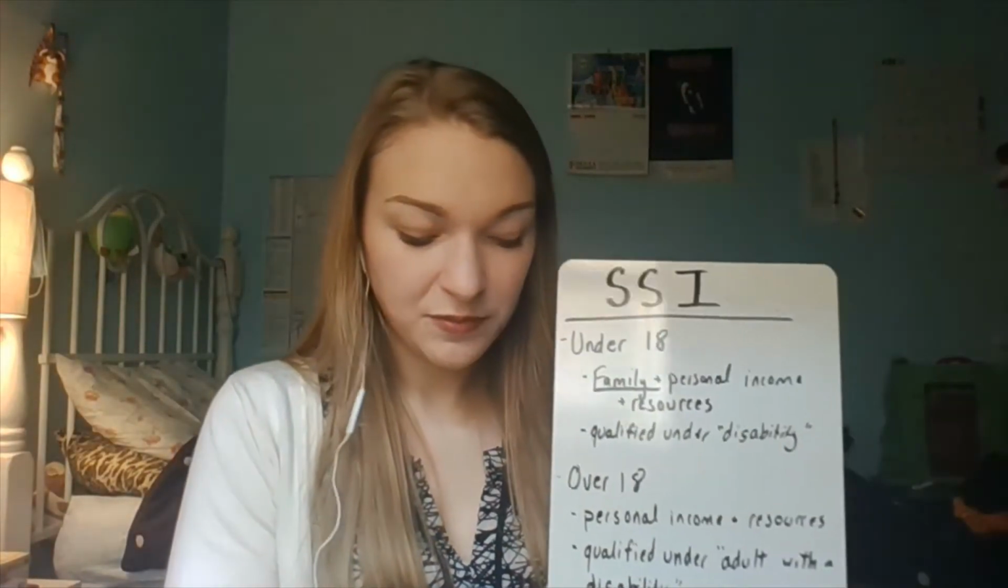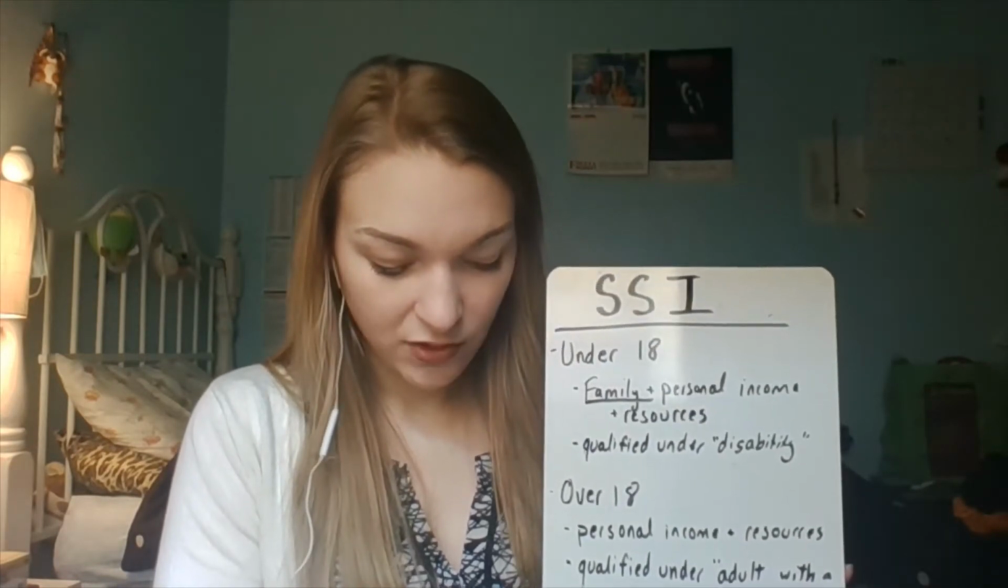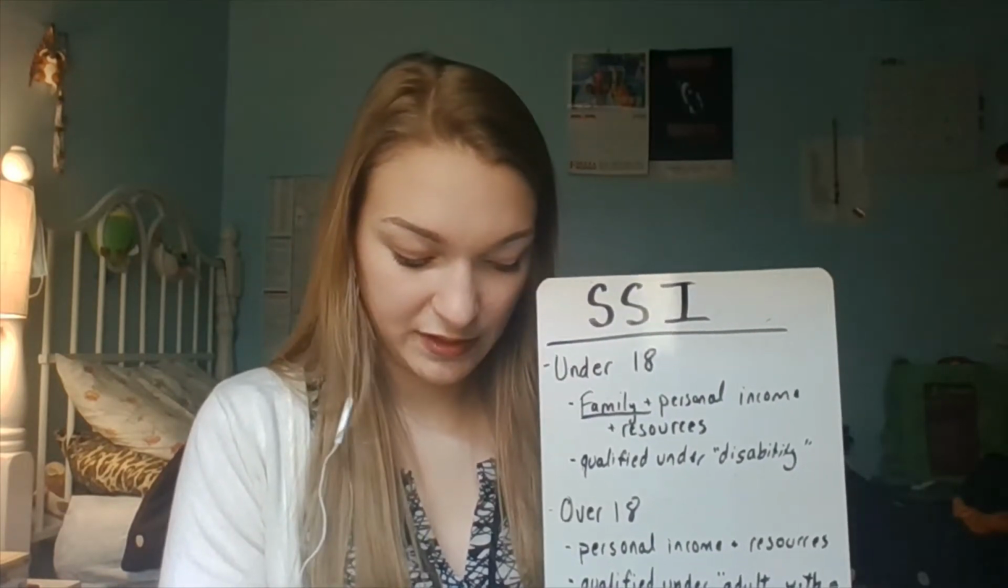So I'm going to go through all of this fairly quickly because it's a 14-page packet, but it's pretty dense. So we're going to get through it together. So the first thing that I'm going to talk about is the difference between SSI and SSDI. So SSI is supplemental security income, which is payments for children with disabilities.